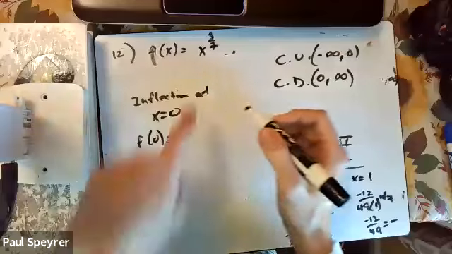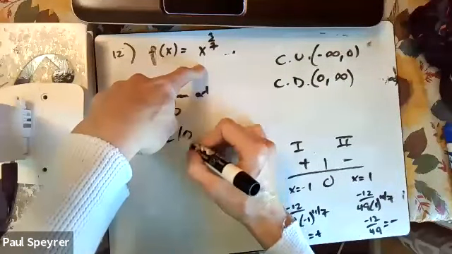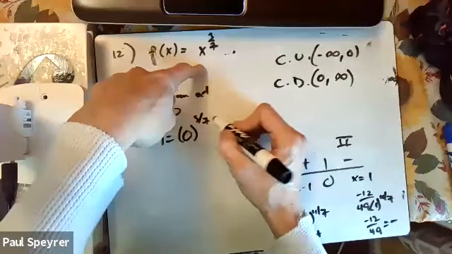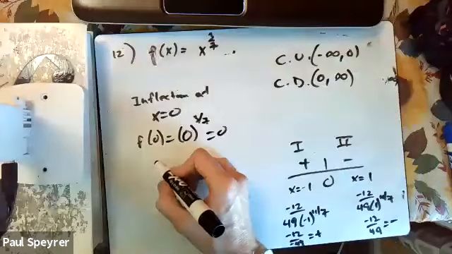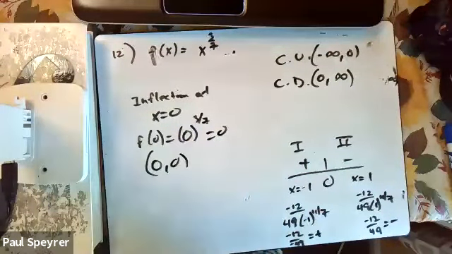So we go back to the original function. Well, that's pretty easy, right? It's just 0 to the 3/7, which is 0. So your answer is 0, 0 in that case.